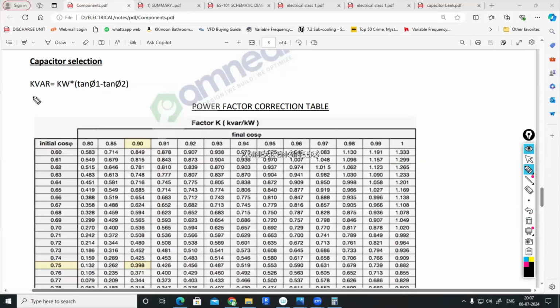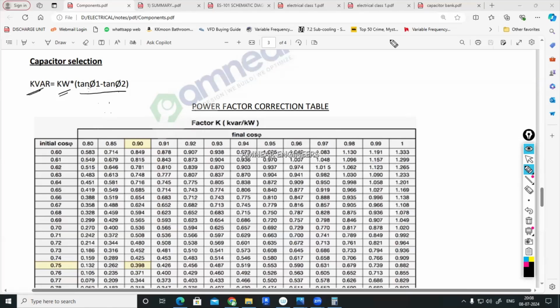So we need to calculate how much reactive power we need to compensate first. For calculating that, we have an equation: load in kilowatt into (tan phi 1 minus tan phi 2). So what is this tan phi 1 and tan phi 2? Phi 1 and phi 2 are phase angles. So how can we find out this tan phi 1 and tan phi 2 for our calculation? Load in kilowatt will always be known. We need to find out tan phi 1 and tan phi 2.